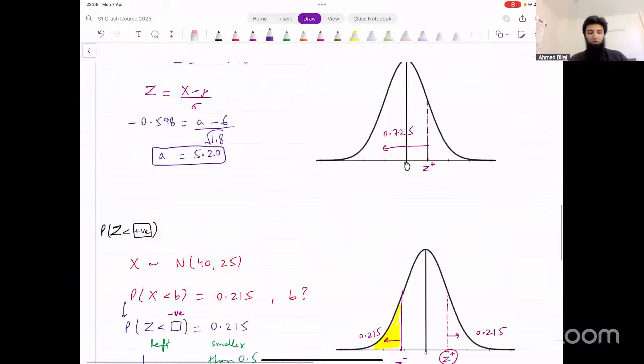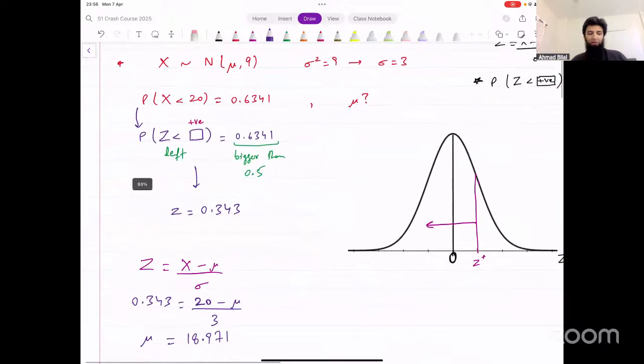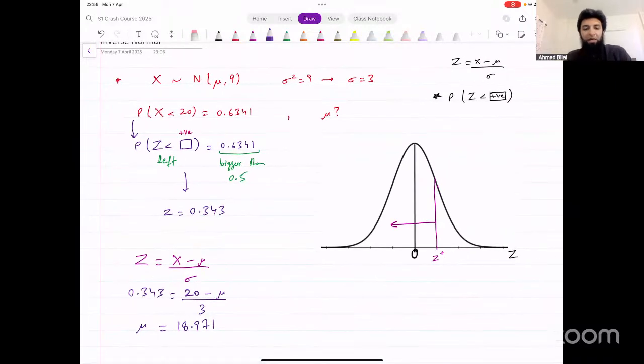Okay, so this is inverse normal. In inverse normal, what happens is you have some missing information in the data. They will give you a probability, and you'd have something missing in the actual data. It might be the mean that's missing. It might be the standard deviation that's missing. It might be the value of X that is missing.